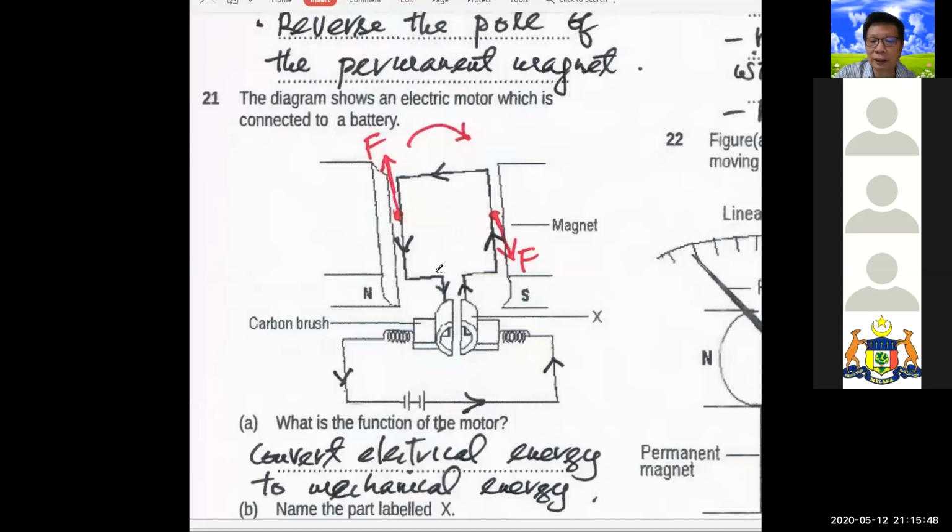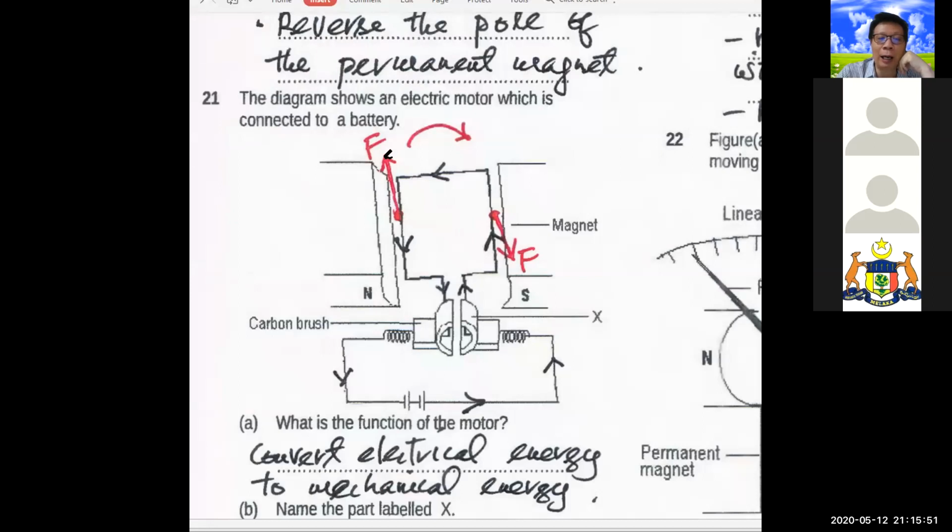Okay, class, you must know why I put the arrow going up here and the arrow coming down here. So I explain to you first. First, label the current. Current must come up from the positive. Follow here, go to the spring, go to the carbon brush, go to the commutator. This commutator brings the current inside, crosses over, comes out, follows this ring, this commutator, then comes back, right?